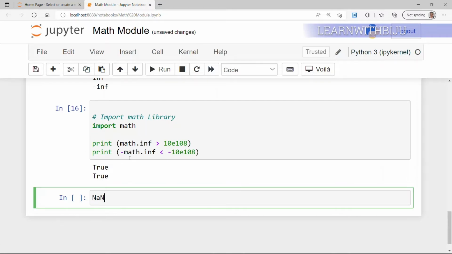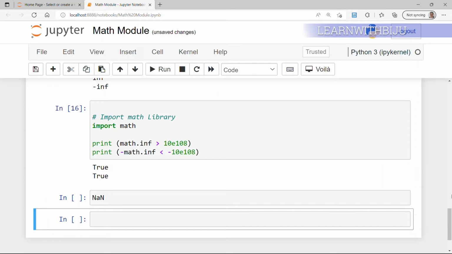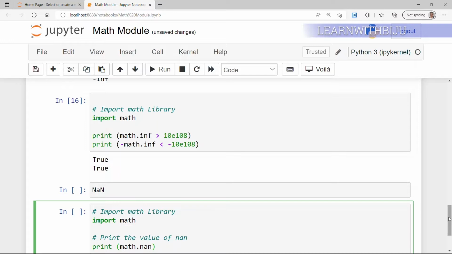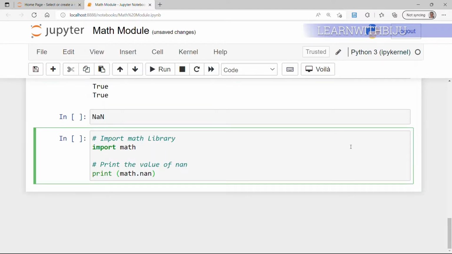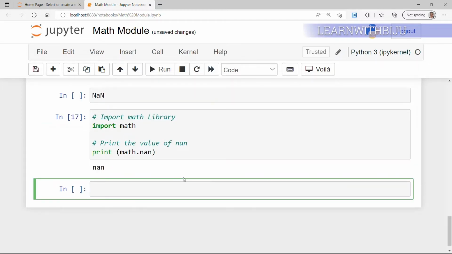So let me try to show them with an example. What is the value of nan? Here I am importing the math library. Then I am going to print the value of math.nan. So it is just printing nan.